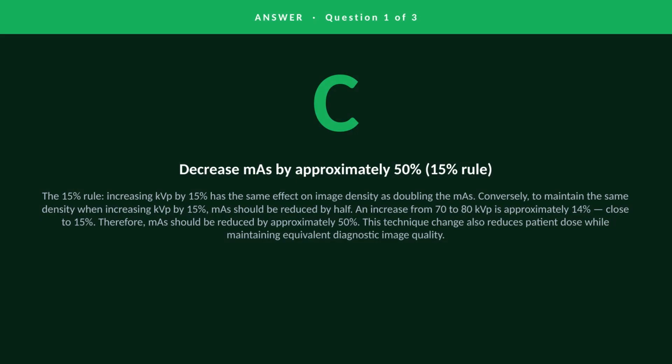The answer is C, decrease mAs by approximately 50%. The 15% rule: increasing kVp by approximately 15%, from 70 to 80 kVp, has the same density effect as doubling mAs. To maintain the same density while raising kVp 15%, halve the mAs. The trade-off is slightly lower contrast, acceptable in digital imaging where window and level allows post-processing contrast adjustment.